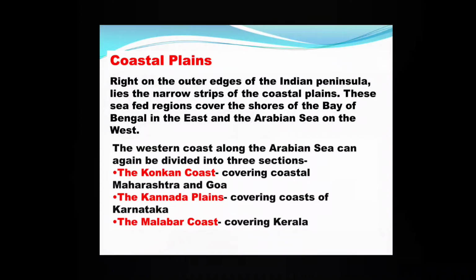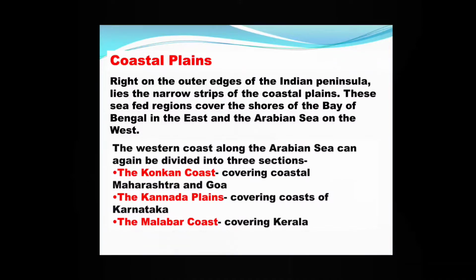Coastal plains. Right on the outer edges of the Indian peninsula lies the narrow strips of the coastal plains. These sea-fed regions cover the shores of the Bay of Bengal in the east and the Arabian Sea on the west. The western coast along the Arabian Sea can again be divided into three sections: the Konkan coast, the Kannad plains and the Malabar coast. Konkan coast covering coastal from Maharashtra to Goa, Kannad plains covering coast of Karnataka, and the Malabar coast covering Kerala, right?